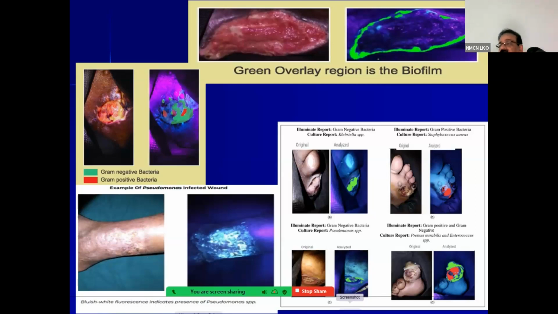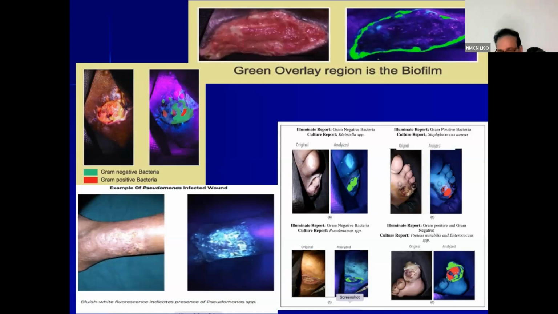As I was telling, not all diabetic foot ulcer patients should be given antibiotics, unless there are signs and symptoms of acute infection. So with this camera also you can find out if there is an infection or not. If there is no infection, then don't give antibiotics.